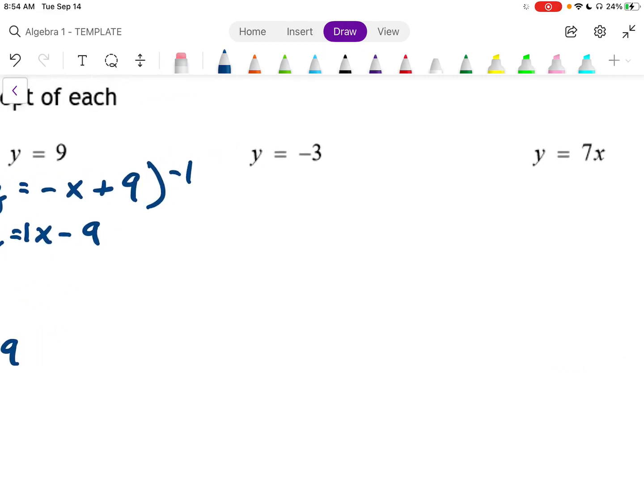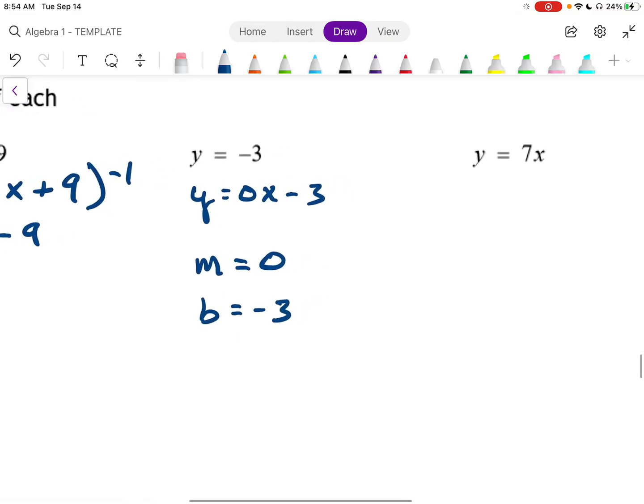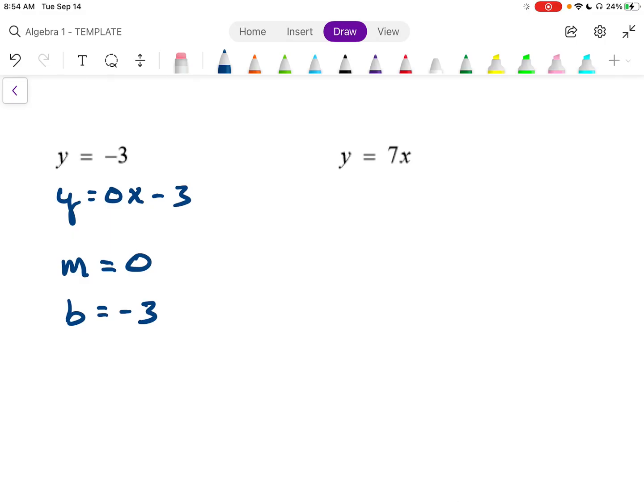Next up, y equals -3. Well, let's rewrite this as y equals 0x minus 3. There I can see my slope m is 0, my y-intercept b is -3, and that's a horizontal line. Lastly, we have y equals 7x, and I'm going to put a plus 0 there on the end. So my m is 7, and my b is 0.